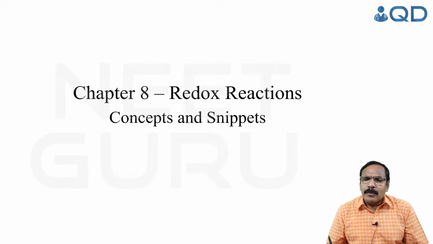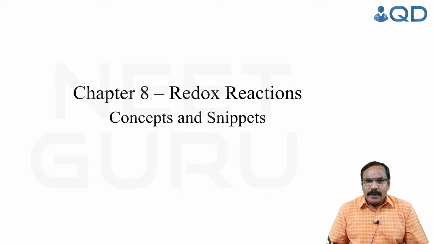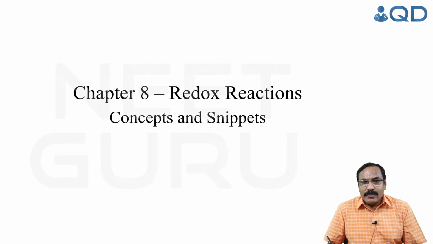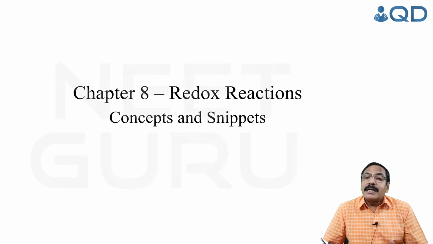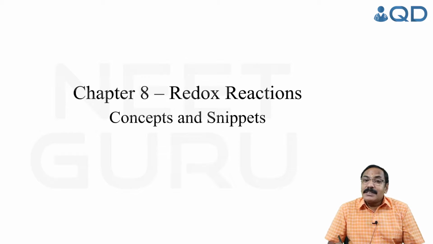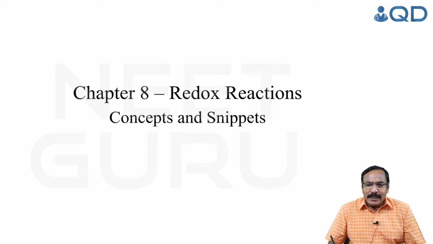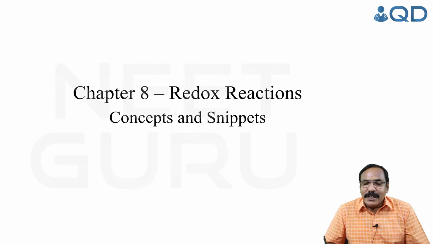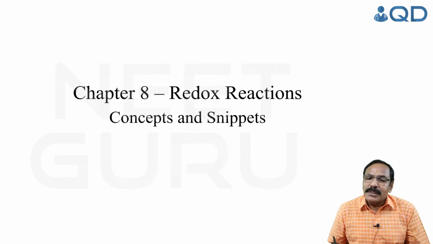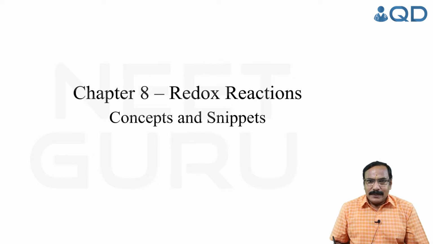There are so many processes we come across in our day-to-day life. For example, rusting of iron, fading of color of textiles, silver articles getting tarnished. These are all redox reactions. Burning of fuel, burning of wood, these are all redox reactions. Any process that involves reduction and oxidation is called a redox reaction.